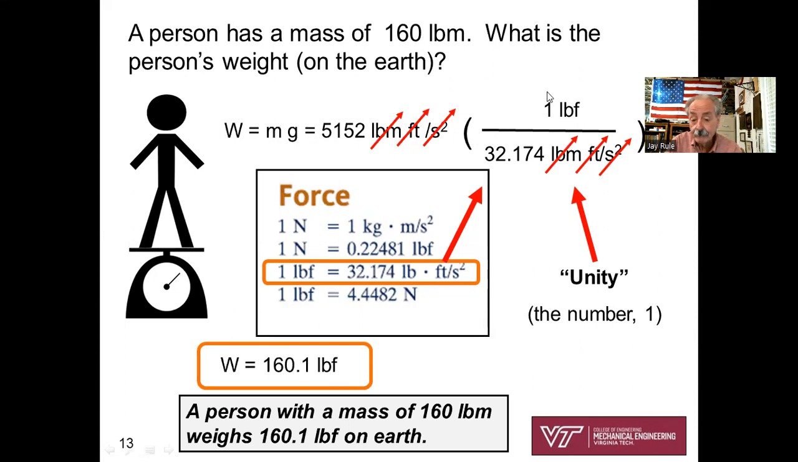Okay, and so now I'm going to jam this in next to my numerical and units results, 5152 pounds mass feet per second squared, and I will scratch this out with your pencil and paper. You do your units check to see that the weight is 160.1 pounds force. So in a sentence, a person with a mass of 160 pounds mass weighs 160.1 pounds force on the Earth. Okay, so notice the numerical similarity between mass and force on Earth.